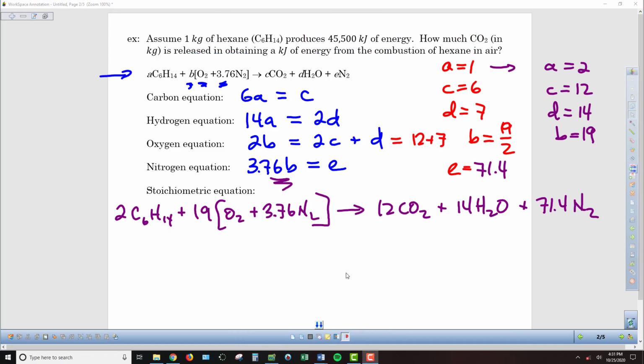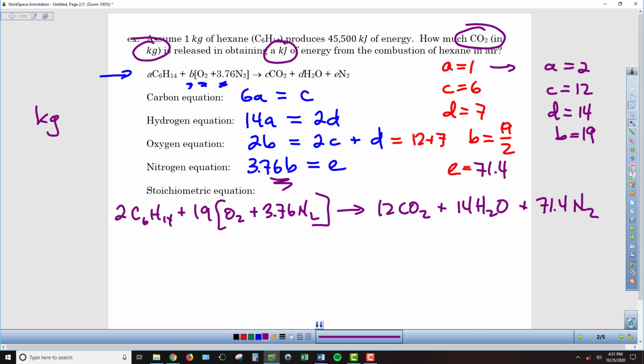So now that we have that balanced equation, let's go back and take a look to see what we need to find in the problem. So I've kind of cleaned things up here. But if you'll recall, we want to know how much carbon dioxide in kilograms is released per kilojoule of energy. So that means the units on our final answer that we want to end up with are kilograms of carbon dioxide per kilojoule. So that's our end result.